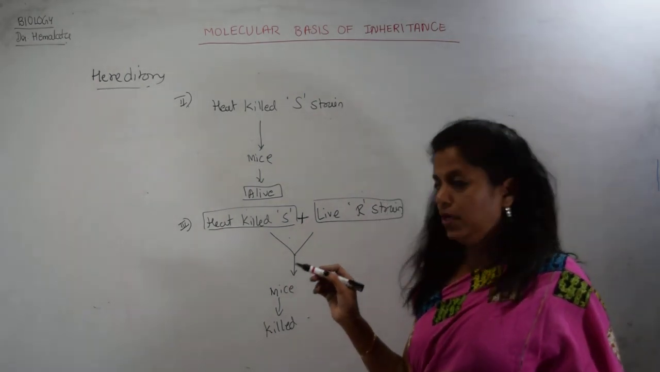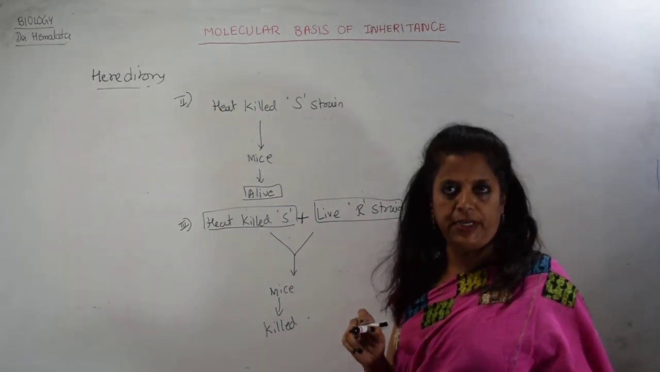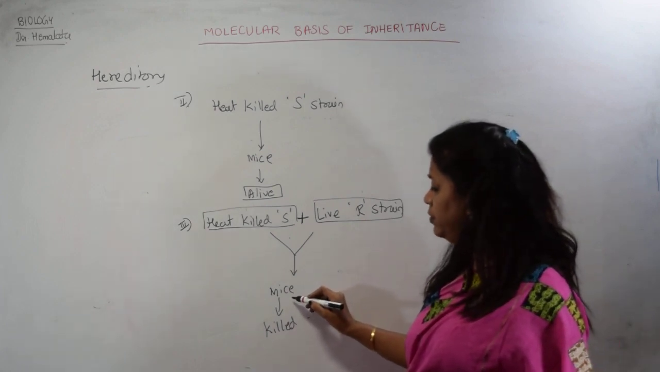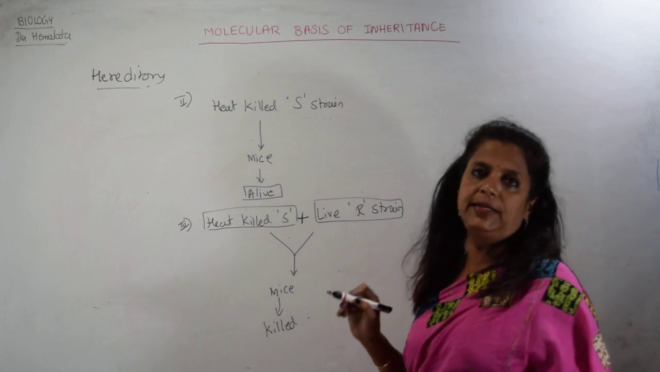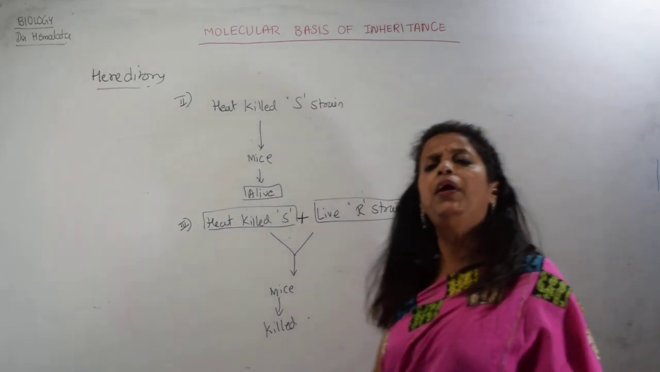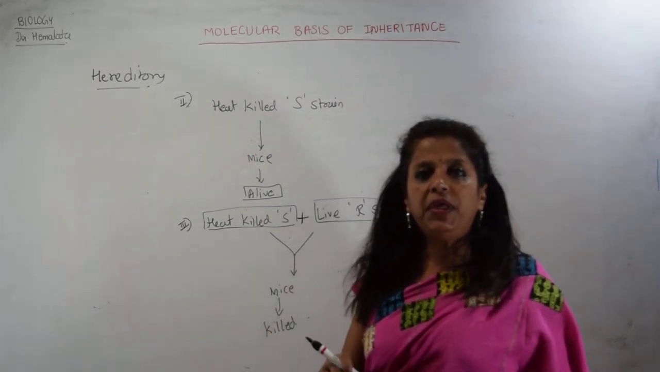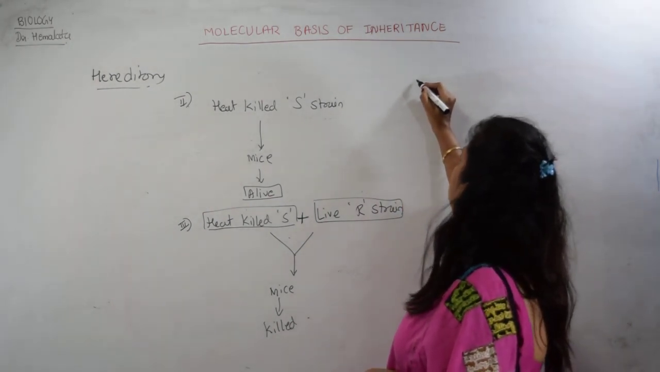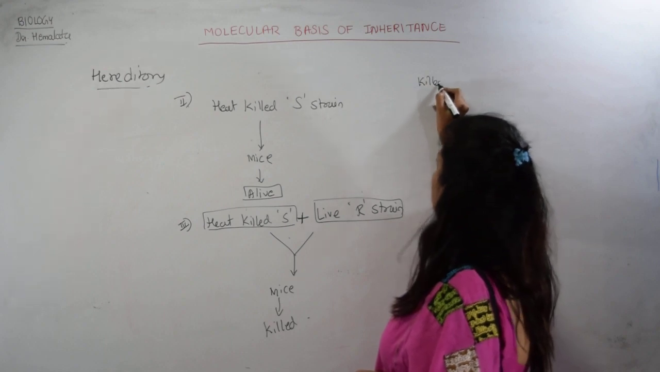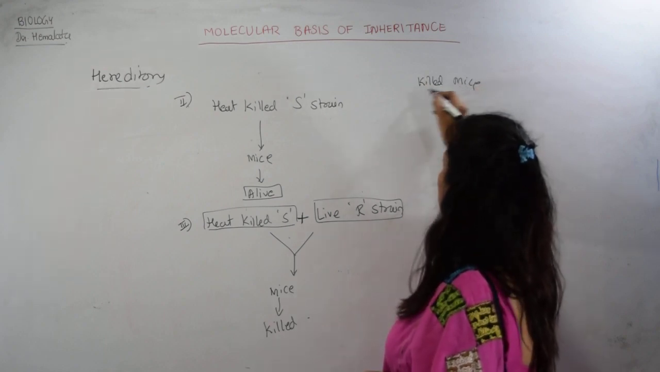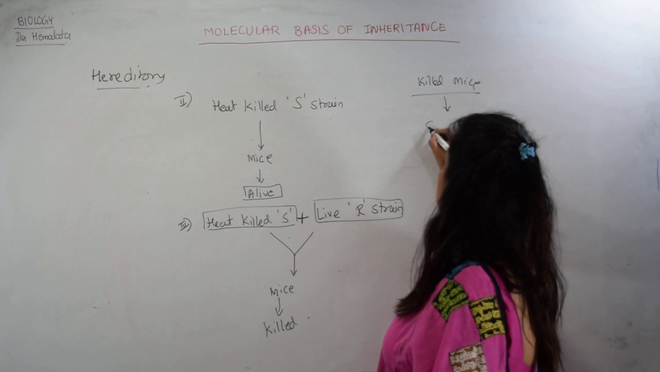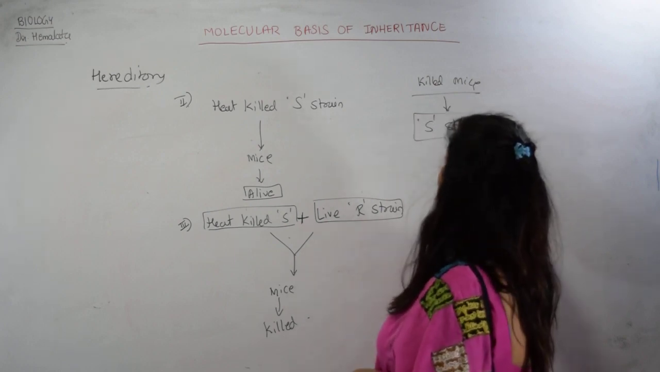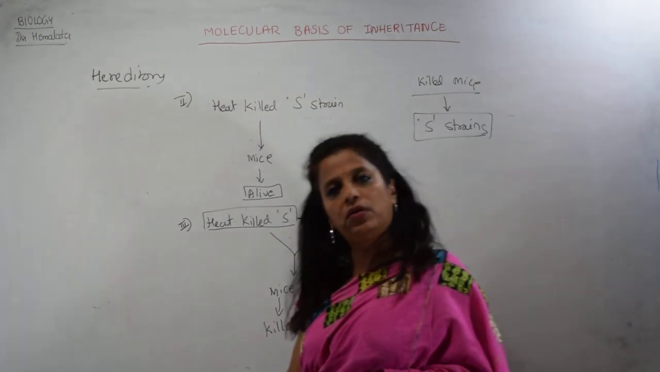Anyway, you know that the R strain is not effective, it's harmless. But he found that after some time the mice got killed. It was surprising to him. So from the killed mouse, when he extracted, he found live S strain bacteria. From where did these come? That was the question.